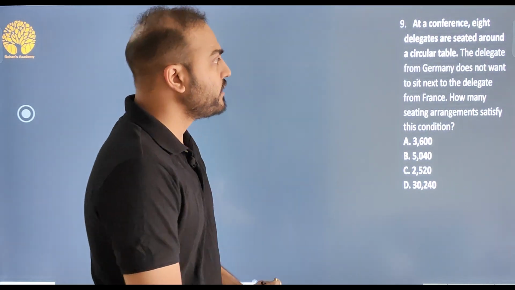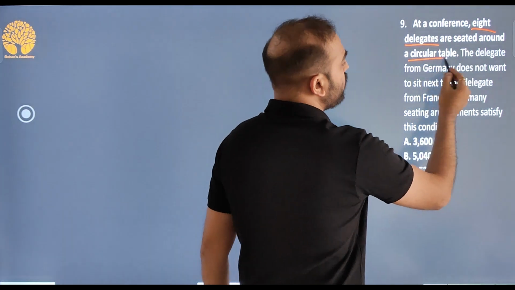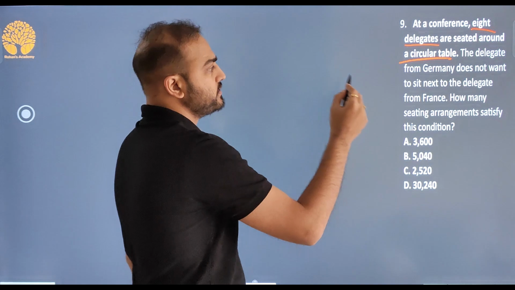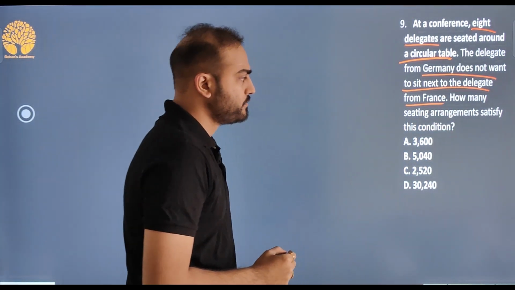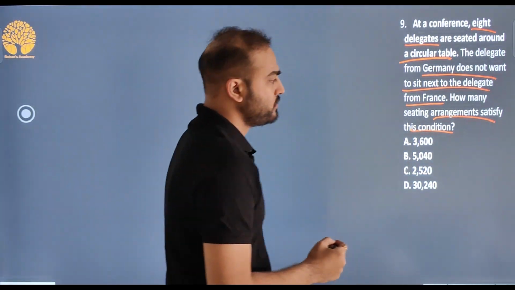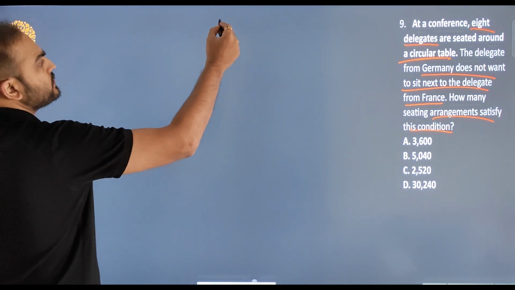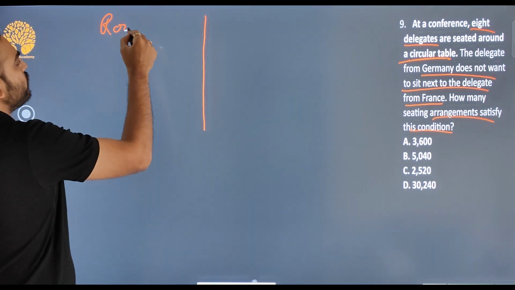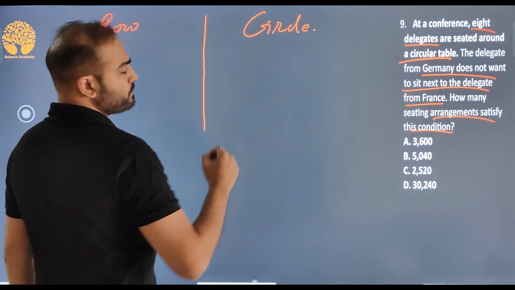Alright, so if you've read this question, what do we know? There are 8 delegates who are to be seated around a circular table. So 8 positions, 8 in a circle. The delegate from Germany does not want to sit next to the delegate from France. How many seating arrangements will satisfy the condition? Let's break it into 2 parts if you want: the question for a row, versus the question for sitting in a circle.